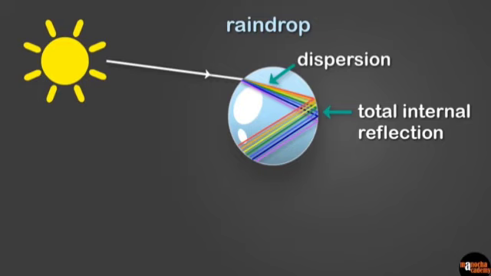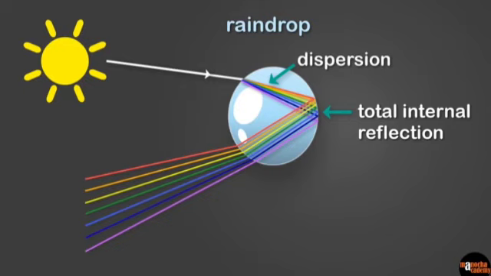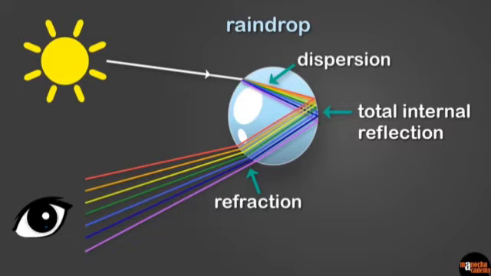And now the 7 colors again try to leave the raindrop. This time the angle of incidence is lesser than the critical angle. So there is refraction of light. And that's how we see the 7 beautiful colors of the rainbow.